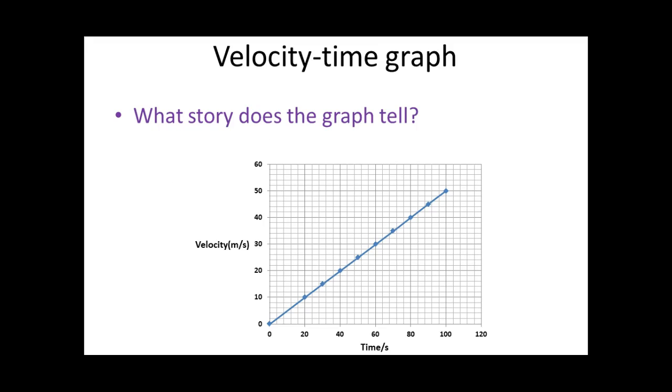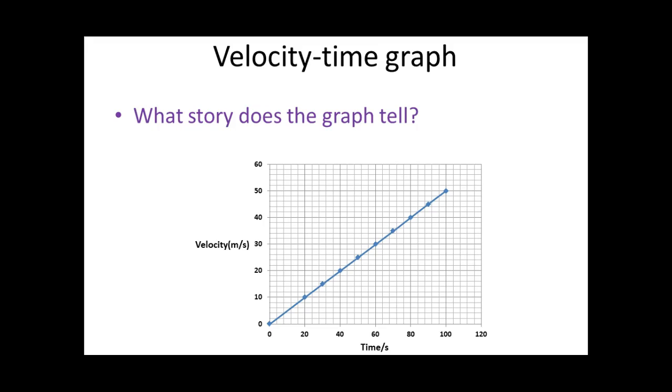So, as with all graphs, the first thing to do is to look at the axes before you do anything else and ask yourself, what story is the graph telling me? Well, here on the y-axis we've got velocity in meters per second, and so this is telling us that as time is moving on, the velocity is increasing. So for example, at 20 seconds the velocity was 10 meters per second, whereas at 60 seconds the velocity was 30 meters per second. So as time moves on, the velocity is increasing.